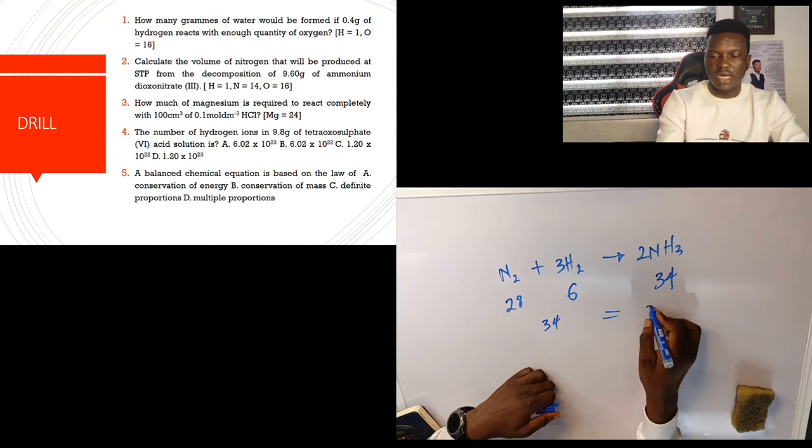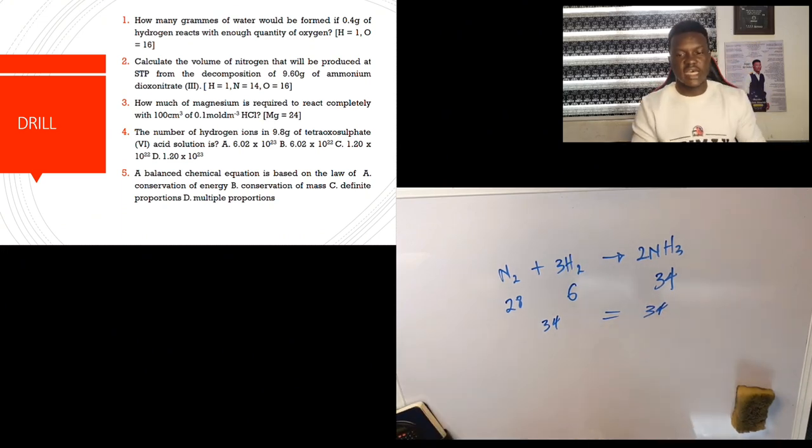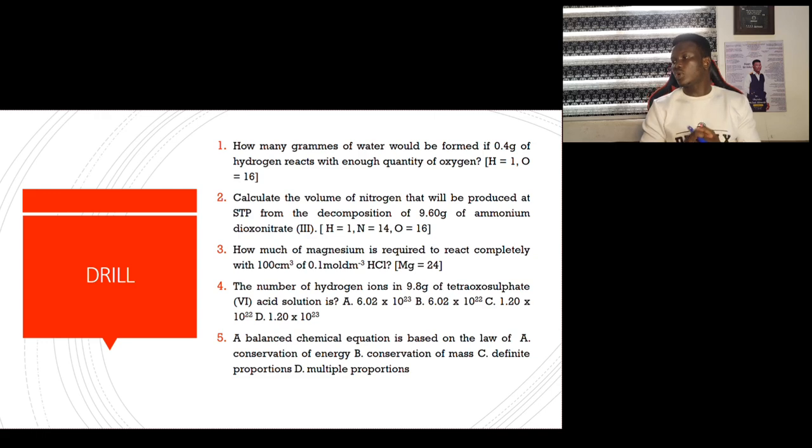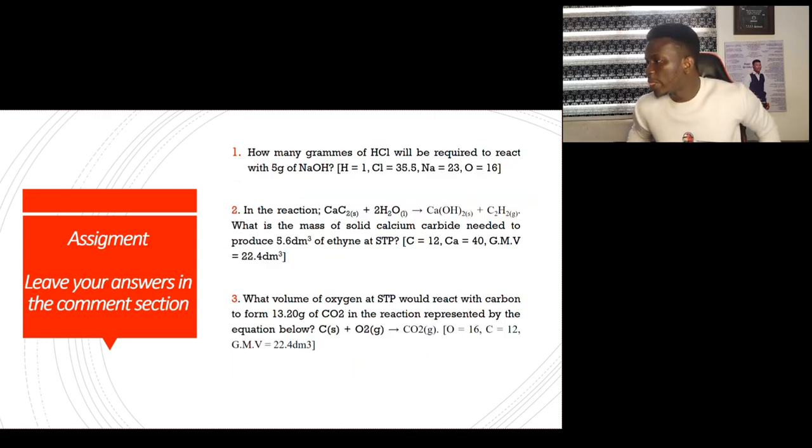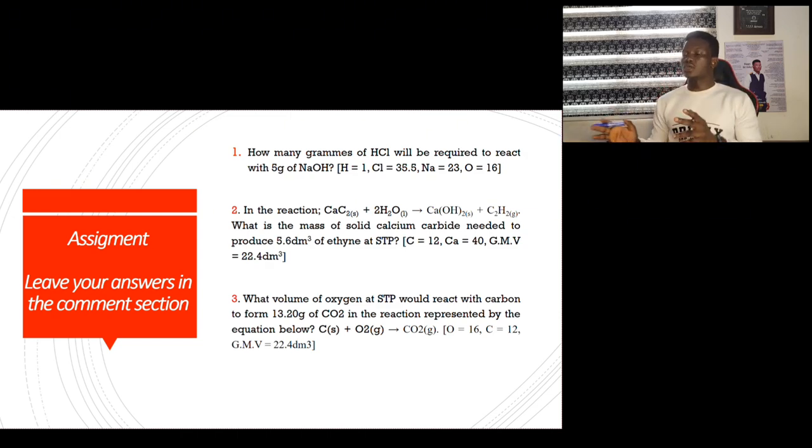So the total mass will be the same on both sides. And that's what that law is trying to tell you. So it obeys what we call the law of conservation of mass. So your answer is B. I've solved all these questions, but for you to practice as well, solve question 1, 2, and 3, and let's see what your answer is in the comment section.